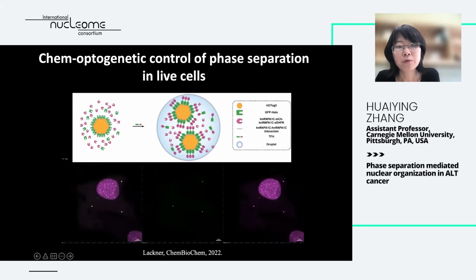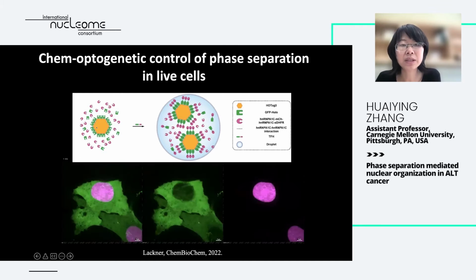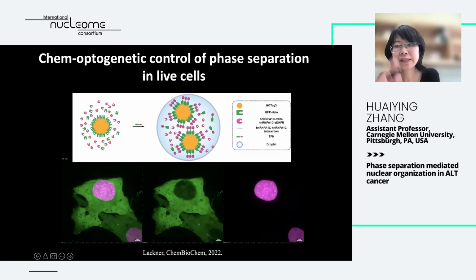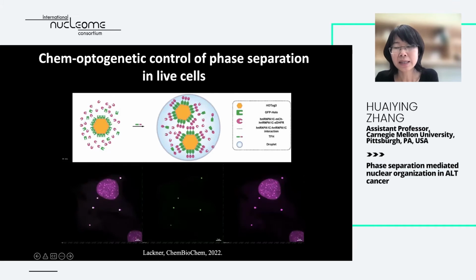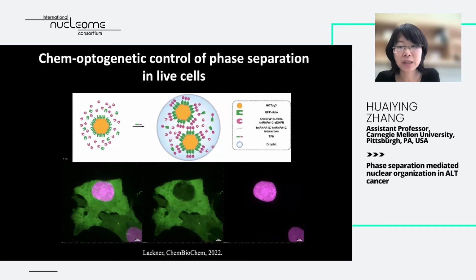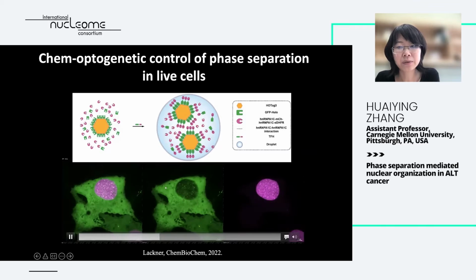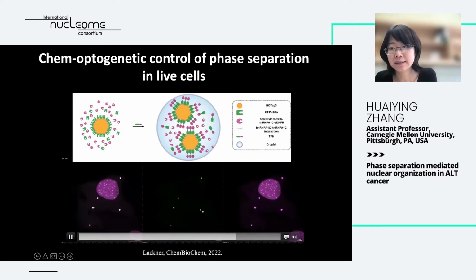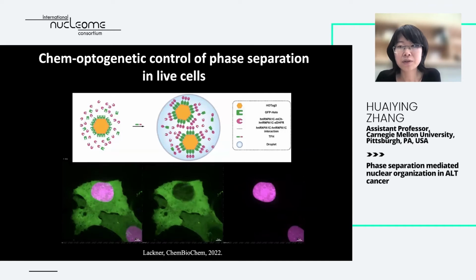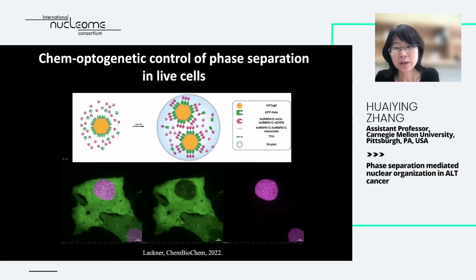phase separation, where we fuse the Halo to an oligomer to act as a seed for phase separation. Then we fuse the DHFR to a phase-separating protein, in this case the C-terminus of the hnRNPA1 protein, which is disordered and known to self-interact and drive phase separation. You can see that when you add the dimerizer, you start to see droplets forming in the nucleus, as well as in the cytoplasm, where the proteins localize at different concentrations.